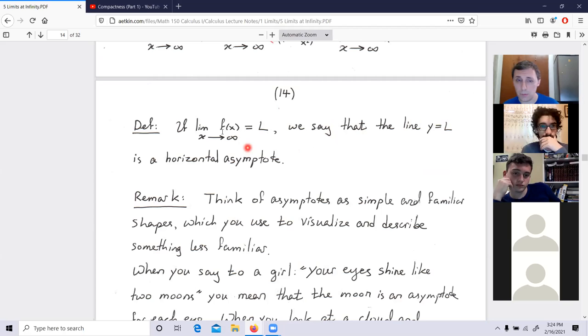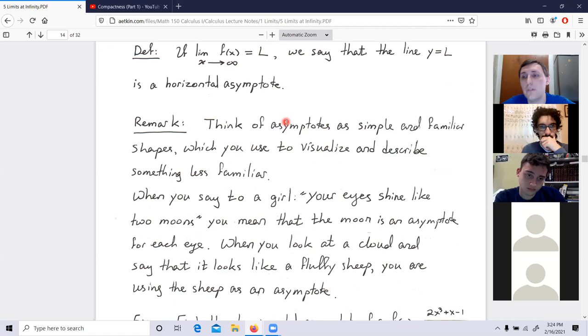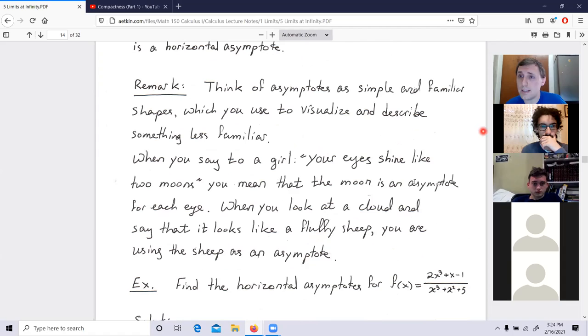Let me try to explain to you. It's just a word that you use to relate to a very, very simple familiar object. So when you look into the clouds, right? You look into the clouds and you see maybe a unicorn. Then you're saying that this complex shape of the cloud looks to you like the more familiar shape of a unicorn. Or, in the analogies I wrote over here, you'd say to a girl, your eyes shine like two moons. Then what you're saying is that the eyes, which are much less familiar to her or other people, remind you of a moon. Or that the cloud reminds you of a fluffy sheep. And an asymptote is precisely that. It's just an analogy to something that you are more familiar with.